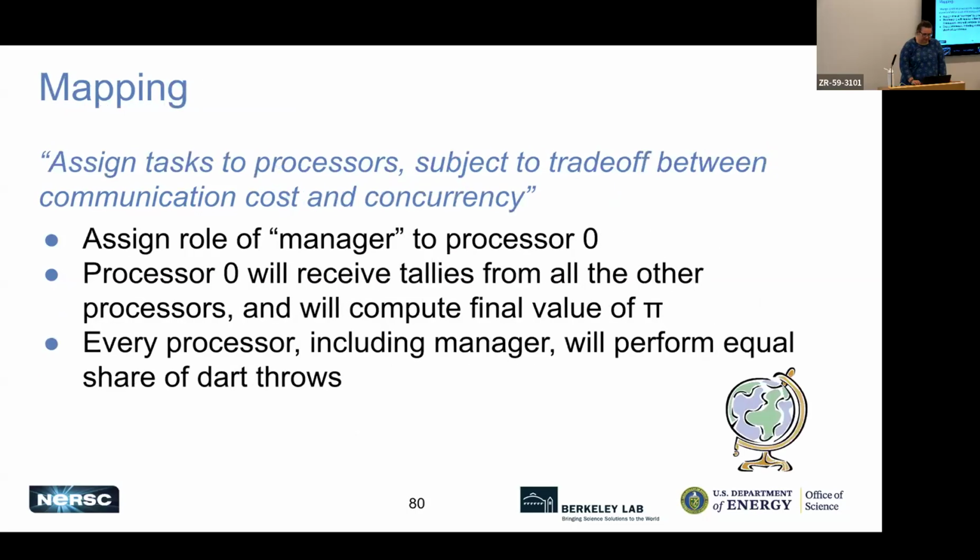And then the last thing is mapping. So we're going to assign our tasks to processors subject to the trade-off between communication costs and concurrency. So we're going to assign the role of manager to processor 0, right? Because that's just the standard way that we do things, because you always have a 0, but you might not always have a 5 or whatever your favorite number is. And so 0 will receive tallies from everyone else, and it'll compute the final value of pi. And every processor, including the manager, will perform an equal share of dart throws.